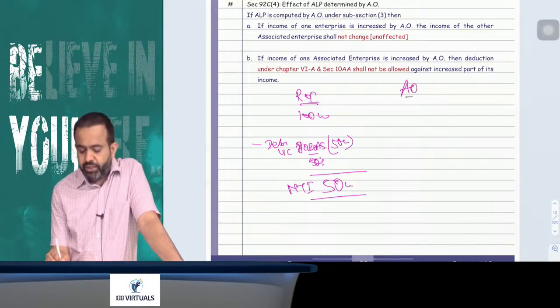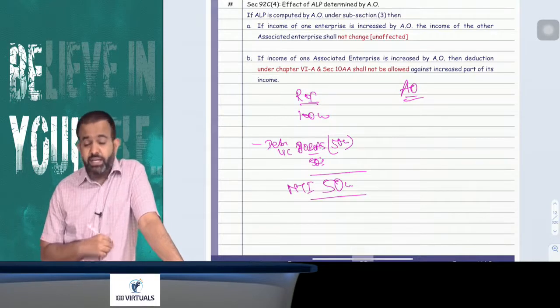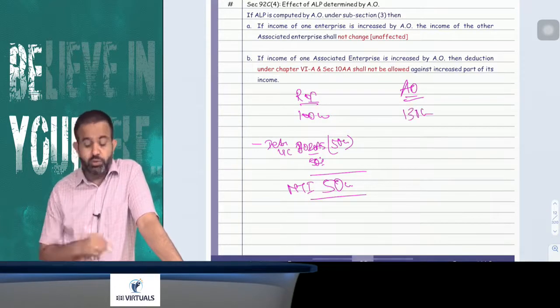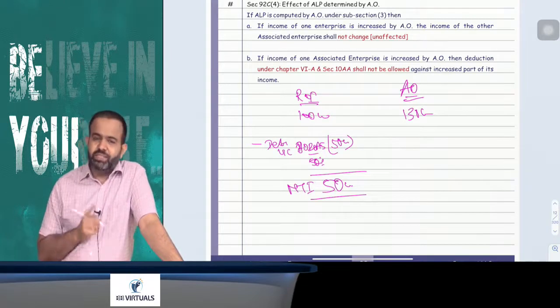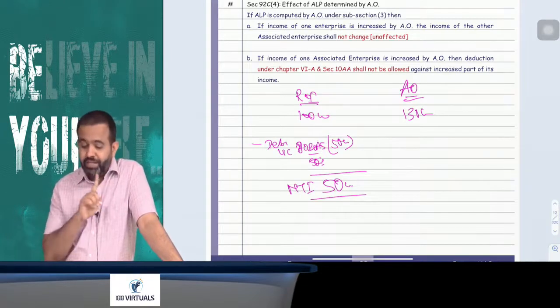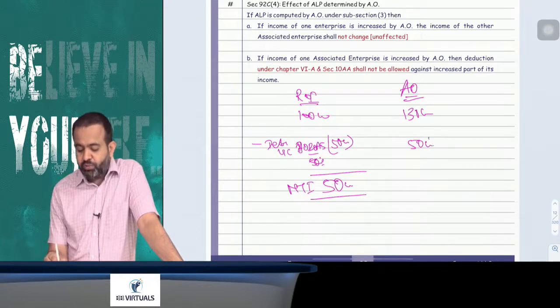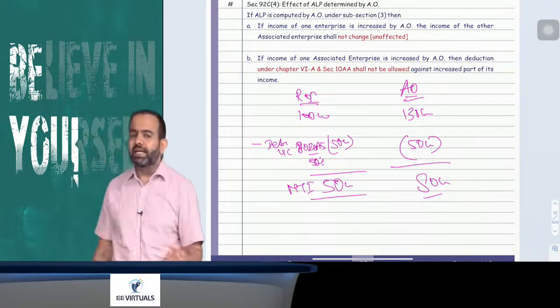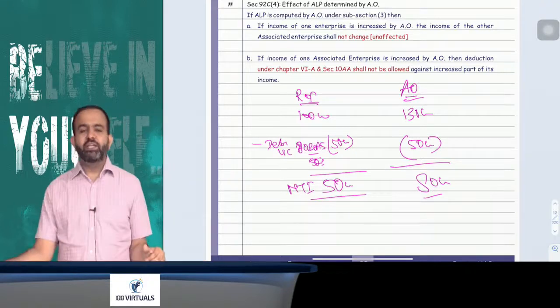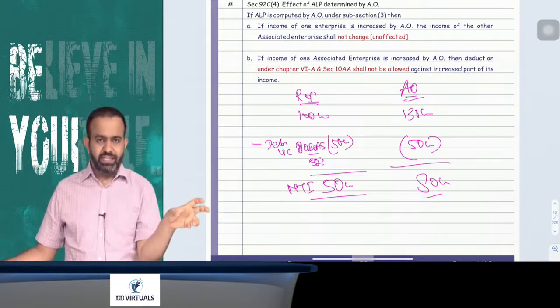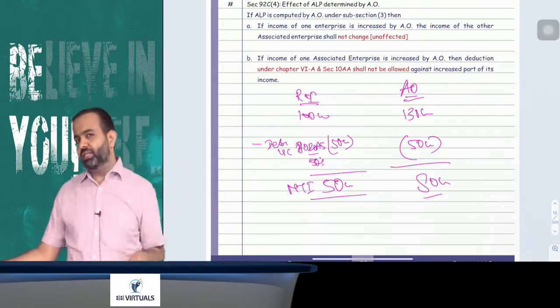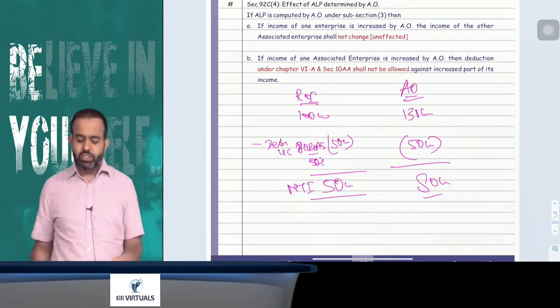The assessing officer determines your arm's length price and increases your income to 130 crore. Normally, logically, you should get the 50% deduction on 130 crore, so 65 crore should be the deduction. But no, guys, no. Here you will get a deduction of 50 crore only, and 80 crore will be your total income. So in simple words, whenever the assessing officer determines your arm's length price, then against the increased part of that income, you cannot claim any deduction under Chapter 6A or under section 10AA.